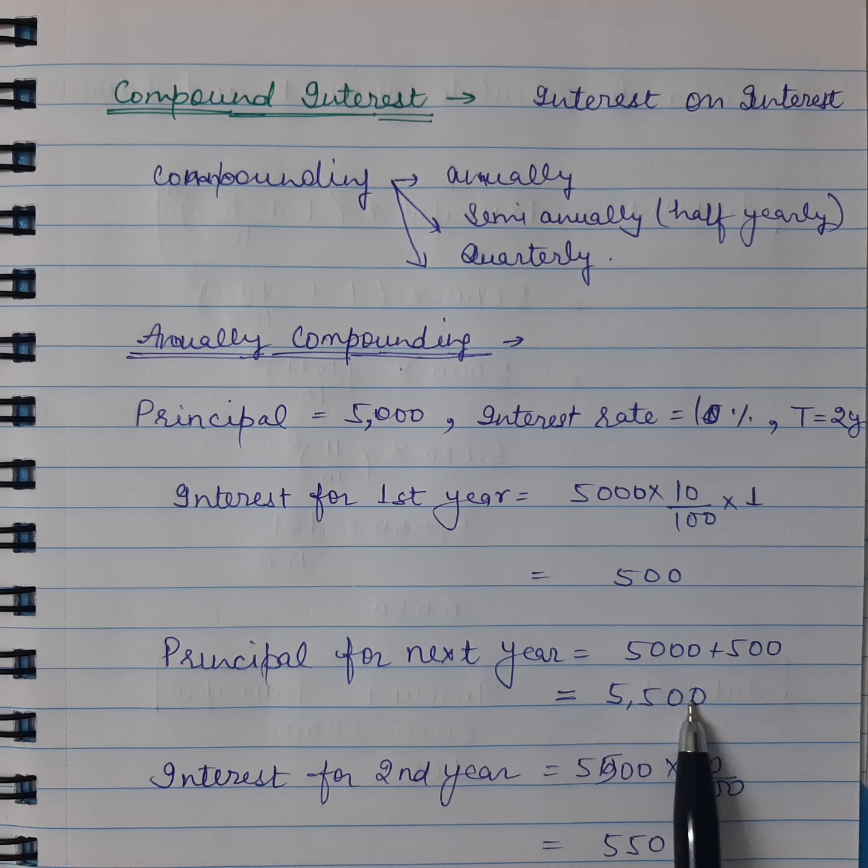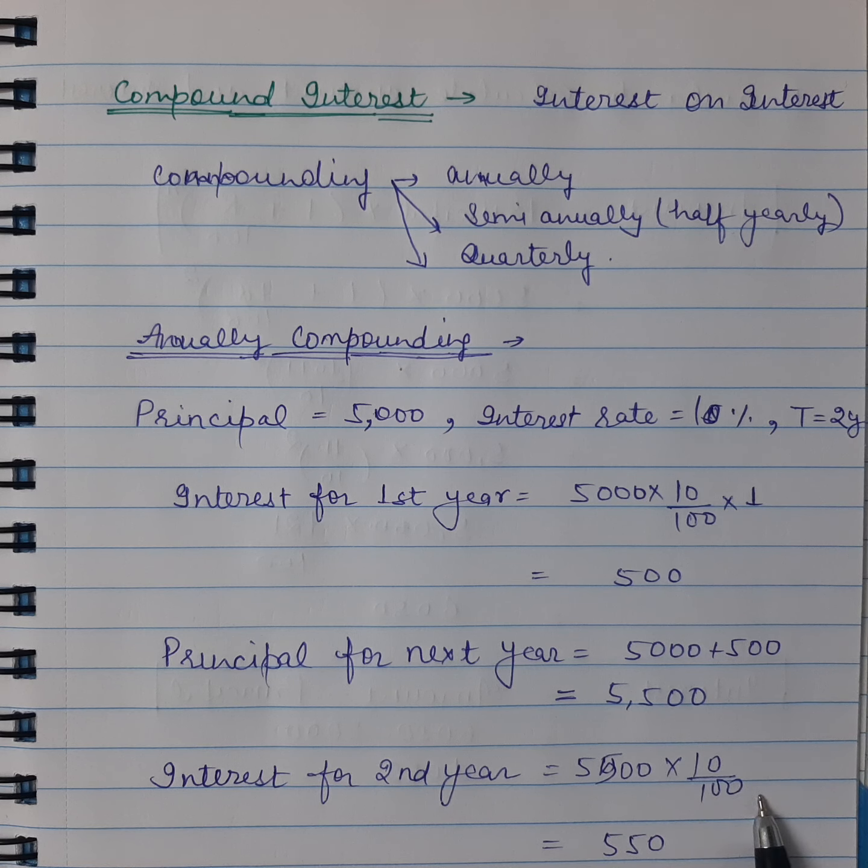If we calculate interest for the second year, we'll calculate interest on 5,500. The interest rate will remain the same, which is 10%. So interest on 5,500 at the rate of 10% will be 5,500 multiplied by 10 divided by 100. So it will be 550. So total interest now will become 500 plus 550, which is 1,050.